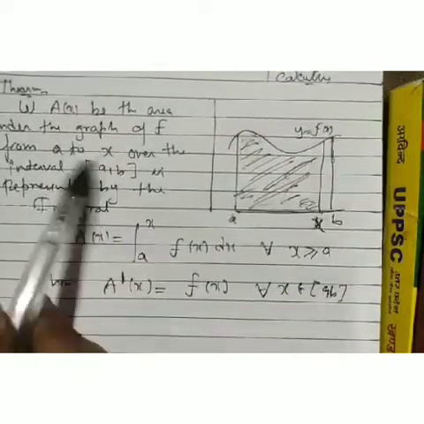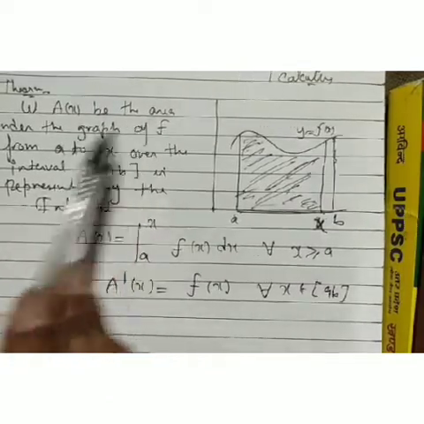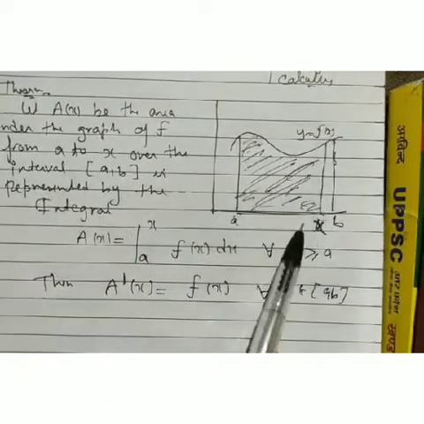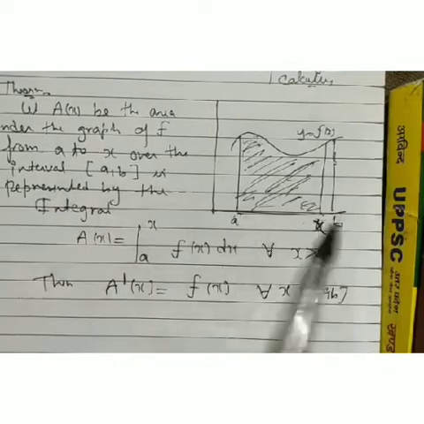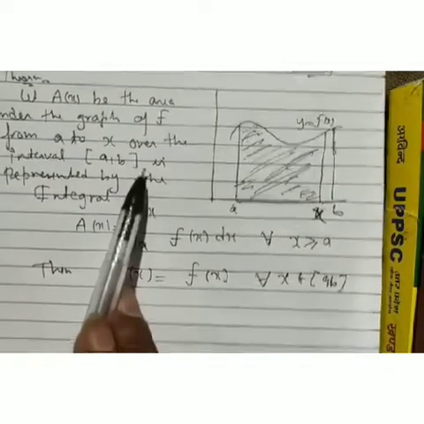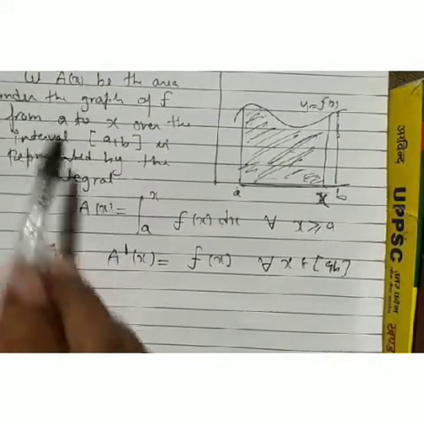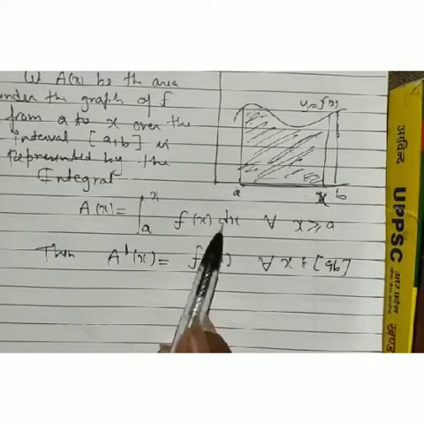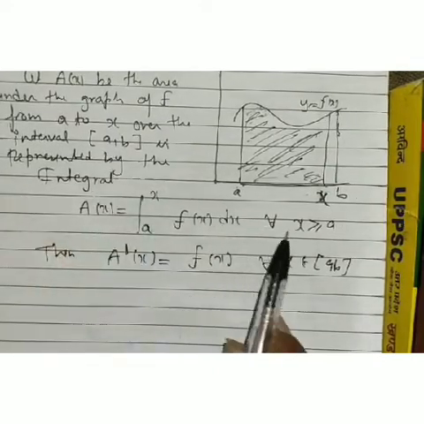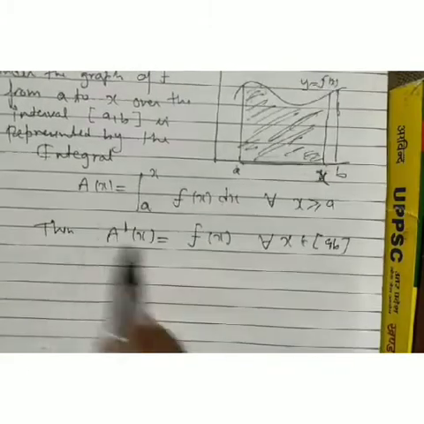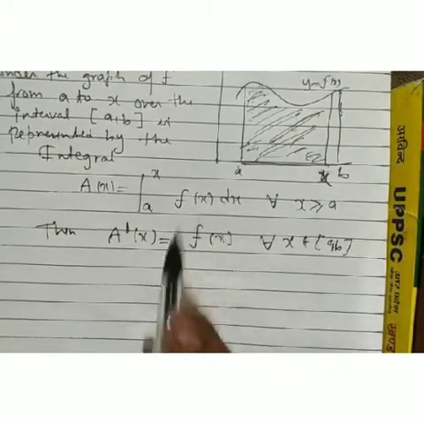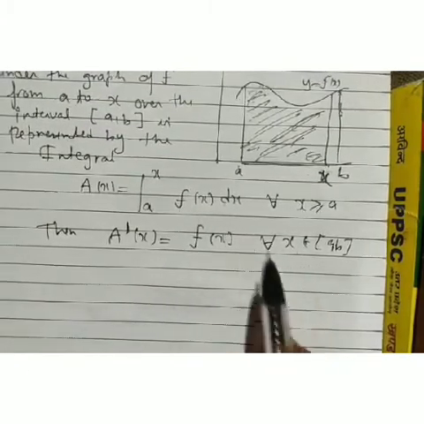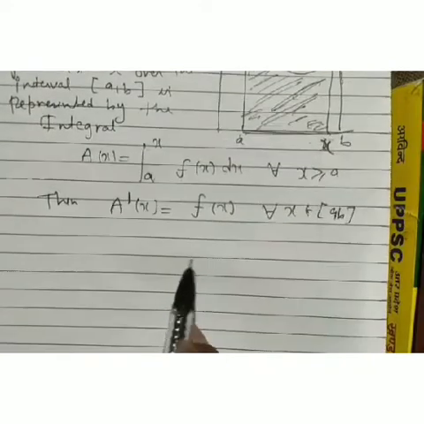To recap, let A(x) be the area under the graph of f from a to x over the interval [a, b]. Then it is represented by the integral, and our area is given by the integral from a to x of f(x) dx, for all x greater than or equal to a. Then the derivative A'(x) is equal to f(x) for each and every x belonging to the closed interval [a, b].